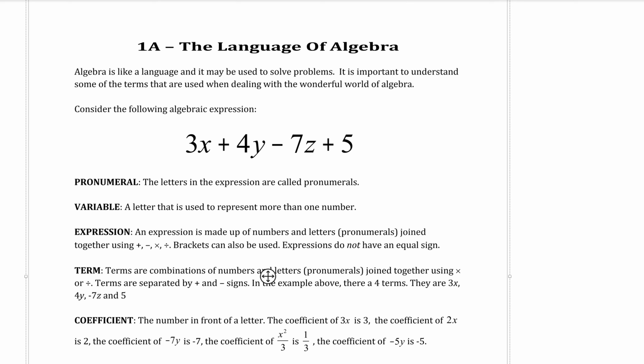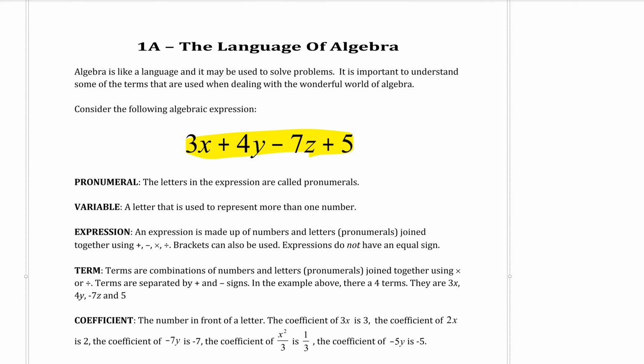Here is an expression, 3x plus 4y minus 7z plus 5. That's what we call an expression. It's lots of little, we call terms, separated by pluses or minus signs. So I'm going to quickly go through a whole bunch of vocabulary here that you should be aware of.